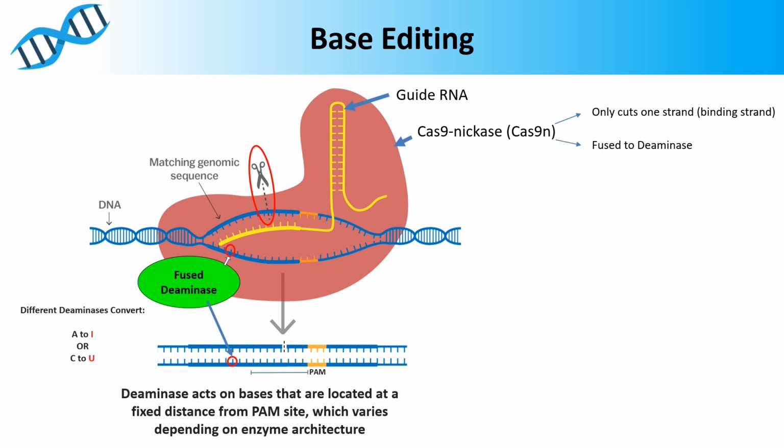Secondly, this Cas9 nickase is fused to a deaminase, which becomes positioned in such a way that allows it to preferentially deaminate bases located at a fixed position from the PAM site. And you may recall the PAM site from previous lectures. Through this process, deaminases can convert either adenine or cytosine bases to non-standard bases with different base pairing preferences. So between the nicking of the opposite strand and this deamination, you can convert certain base pairs to certain other base pairs, depending on what kind of deaminase you use.